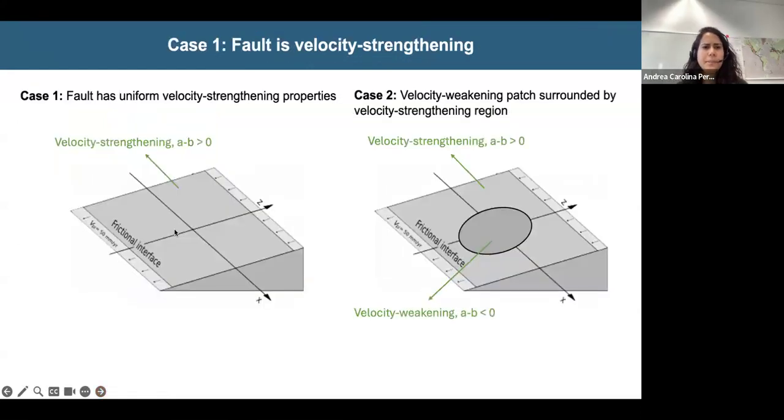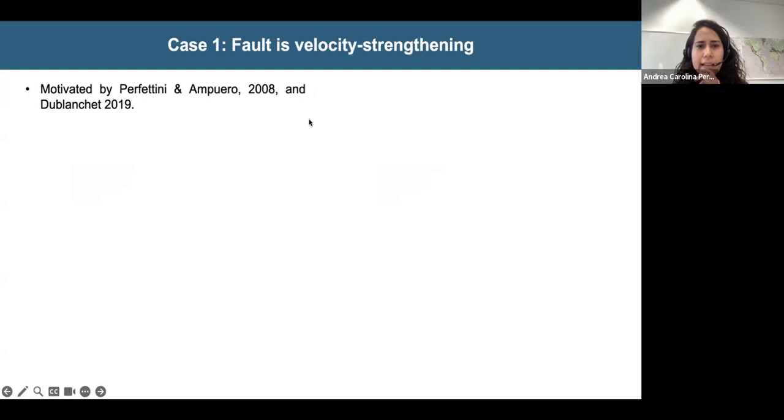So we consider two end-member cases. One is that first we assume that the fault has velocity strengthening properties, and second we consider a fault that has a velocity weakening patch that is surrounded by a velocity strengthening region. So these observations are motivated by previous results for the case. I'll focus now on the case with velocity strengthening properties.